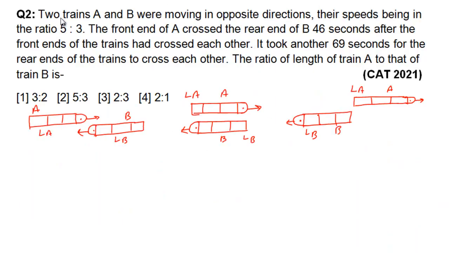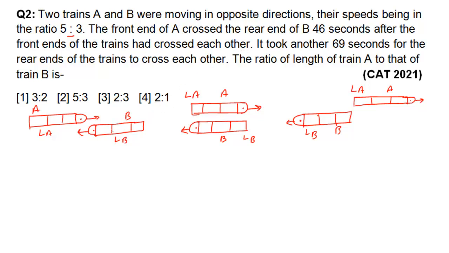Let's take the next question. Two trains A and B were moving in opposite directions, their speeds being in the ratio 5:3. The front end of A crossed the rear end of B 46 seconds after the front end of the trains had crossed each other. I have shown this in the diagram.